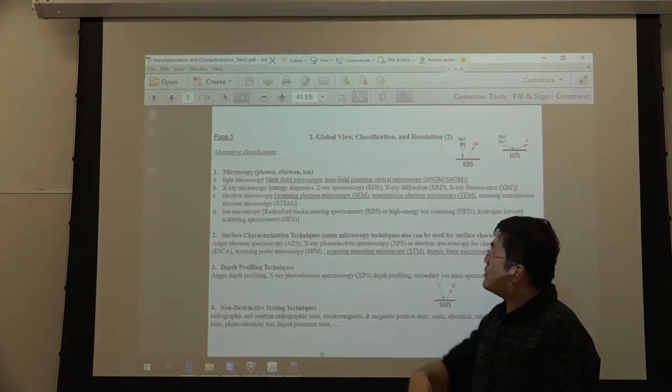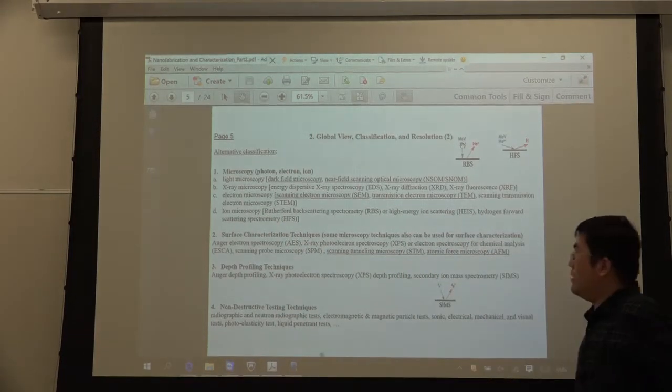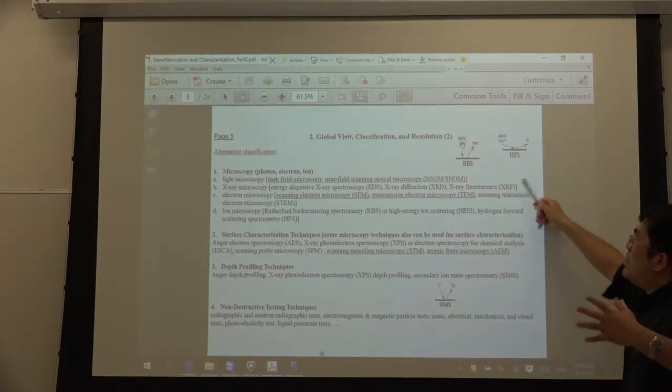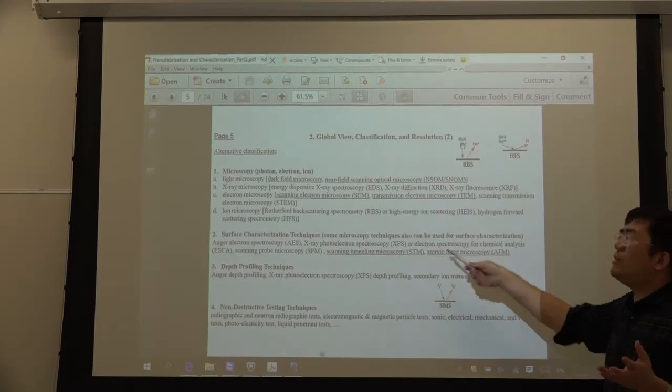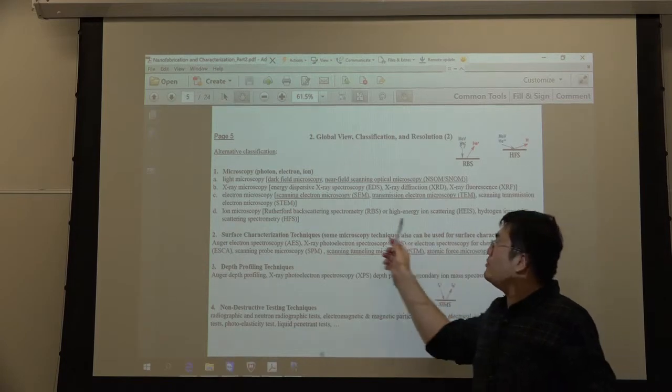Okay, you can use light, X-ray, electrons, or ions. Both are okay. There are many different names for this; you can see that this is a very rich field. I cannot understand the field very well because it is so rich.